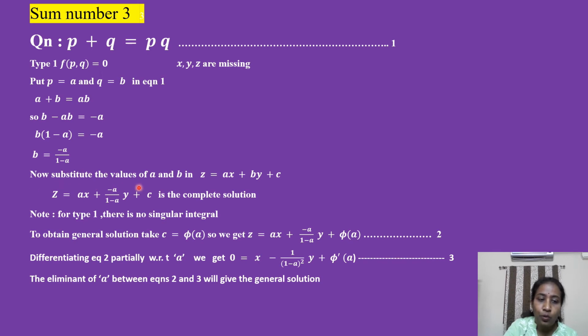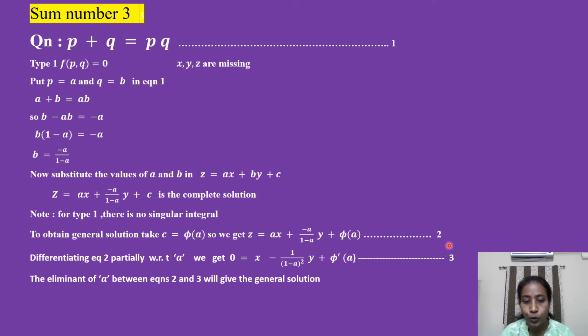Now substitute the values of a and b in z is equal to ax plus by plus c. So I get z is equal to ax plus minus a by 1 minus a into y plus c, which is my complete solution. Now I know that there is no singular integral in type 1. So I move on to the general solution, for which I put c equal to phi of a and we get z is equal to ax plus minus a by 1 minus a into y plus phi of a, which is named as equation 2.